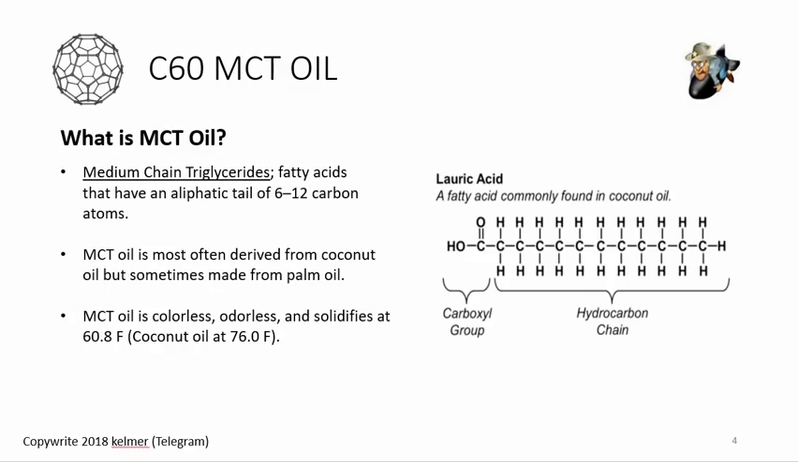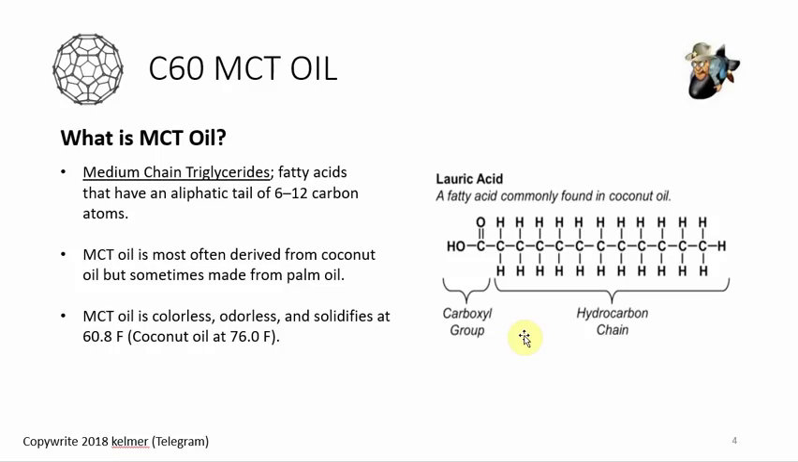But here's a little bit of a chemistry lesson. Keep it short here for you. But what is MCT oil? Well, MCT stands for medium chain triglycerides, which are fatty acids that have an aliphatic tail of 6 to 12 carbon atoms. And what that means, by illustration, is here's a diagram of the most common fatty acid found in coconut oil called lauric acid.